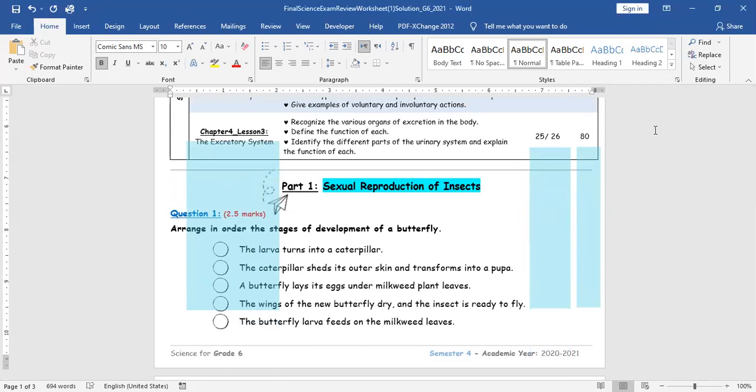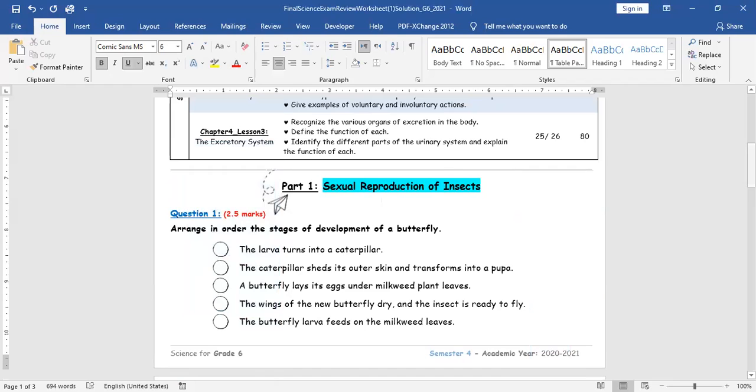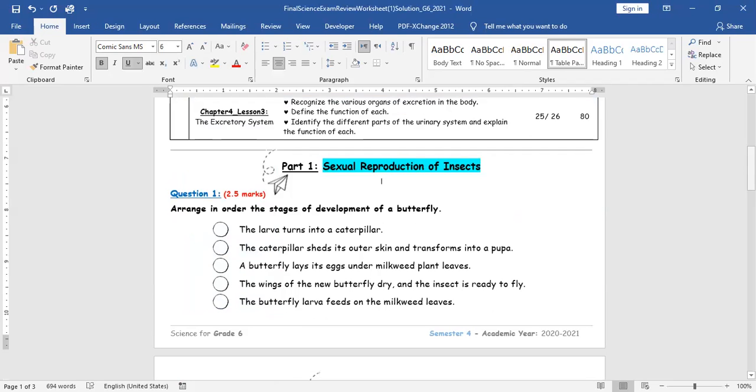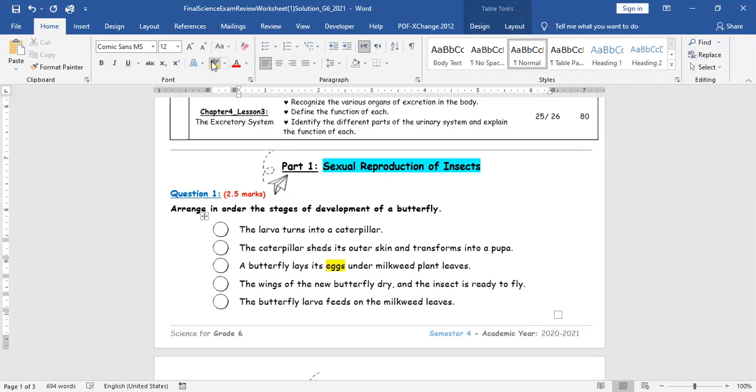Question number 1. We're talking about sexual reproduction of insects. So insects reproduce sexually. They will need a male and a female to reproduce. The sperm of the male fertilizes the ovule of the female, and fertilization happens in the female's body. Then the female lays eggs on a plant's leaf.